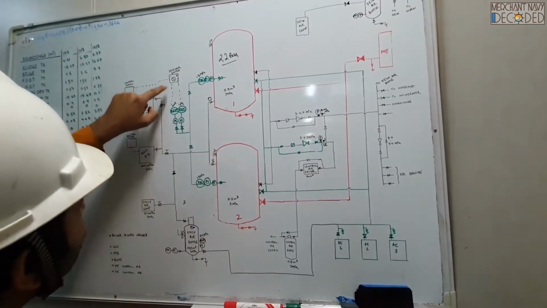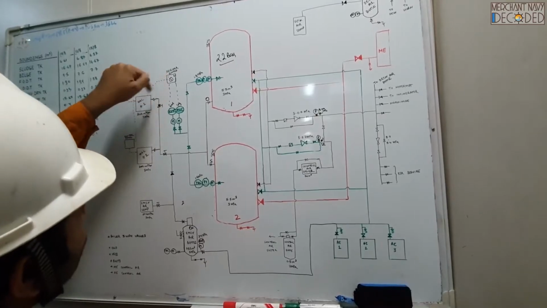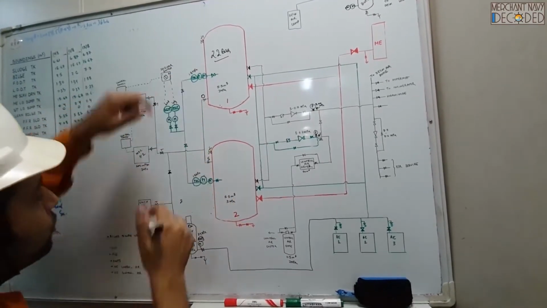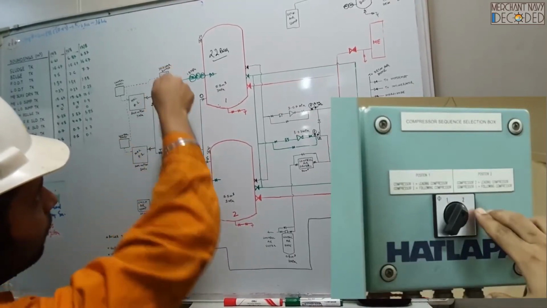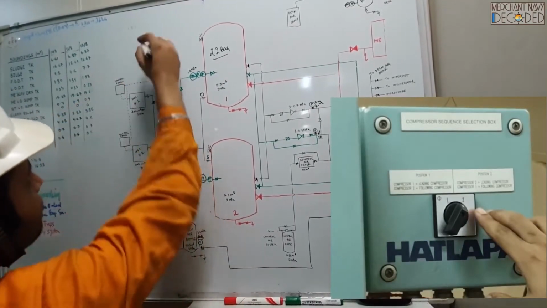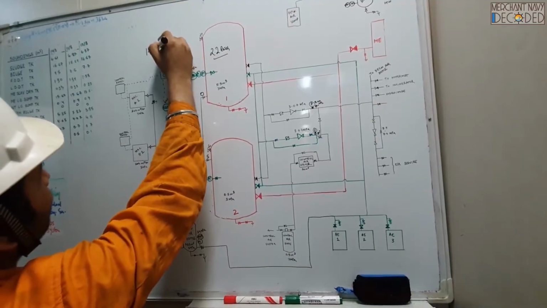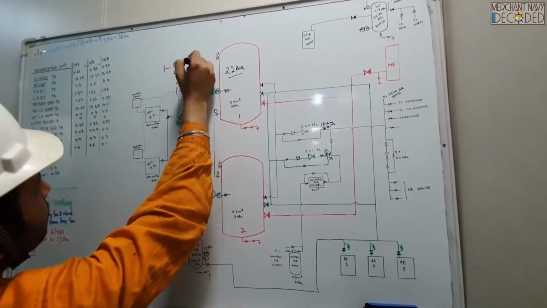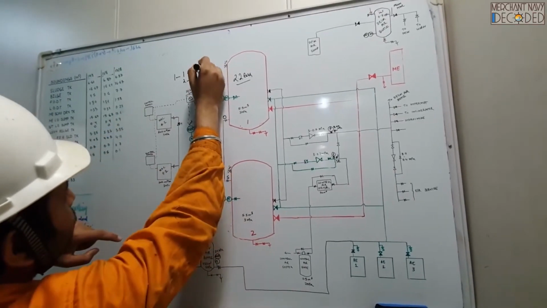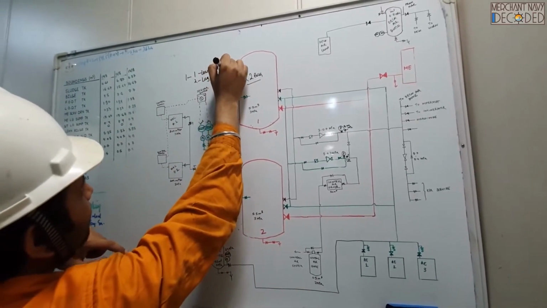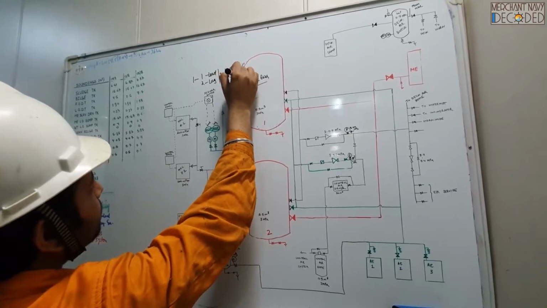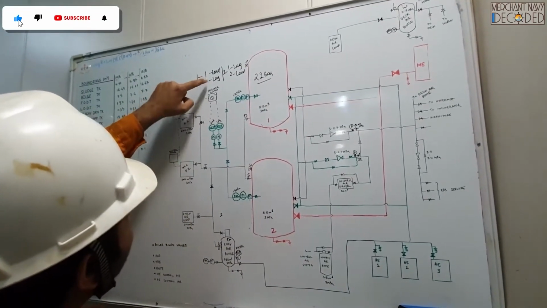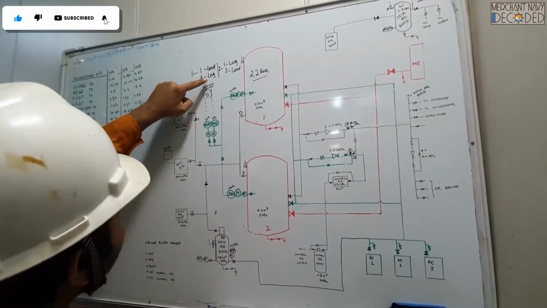So this pressure switch is going to give a signal to the selector switch over here. Okay, whichever is on lead, say number one. There are two selector switches. Selector switches are number one or number two. Number one means number one compressor lead, number two lag. And number two means number one lag, number two lead. Okay, so suppose it is on number one. That means number one compressor is at lead state and number two is at lag.